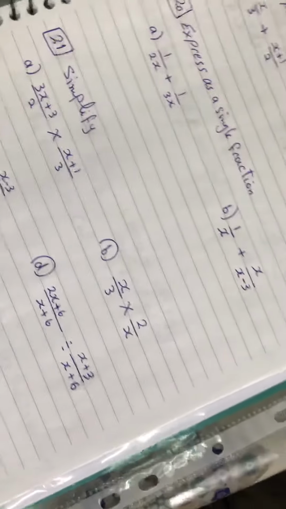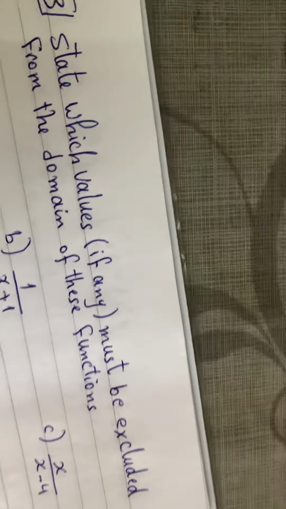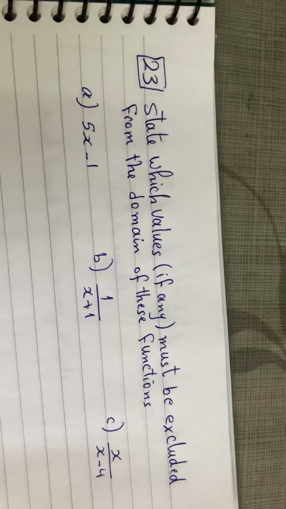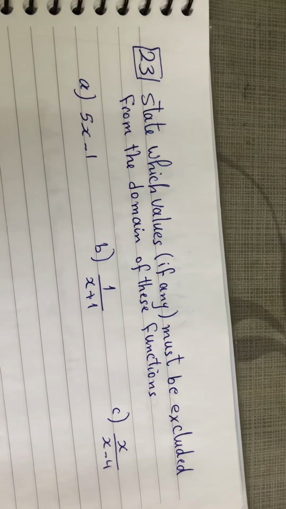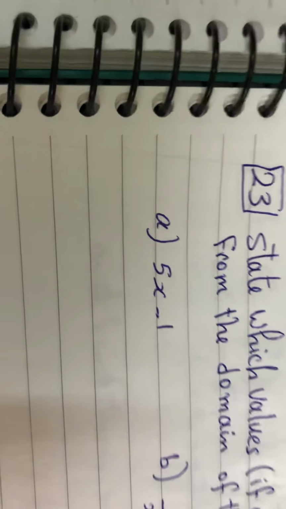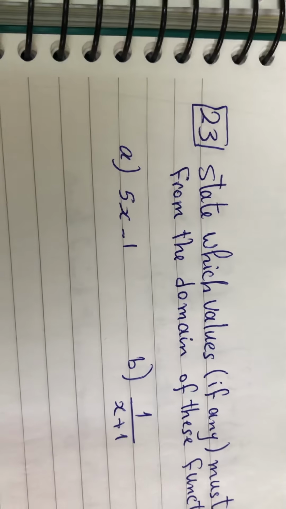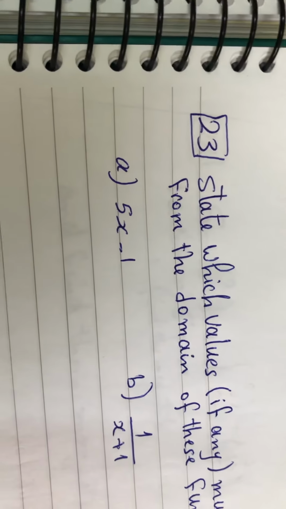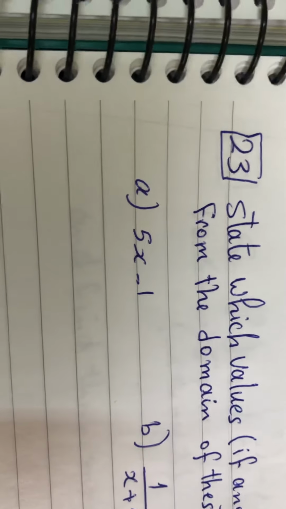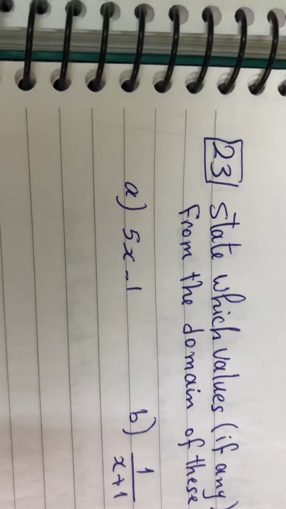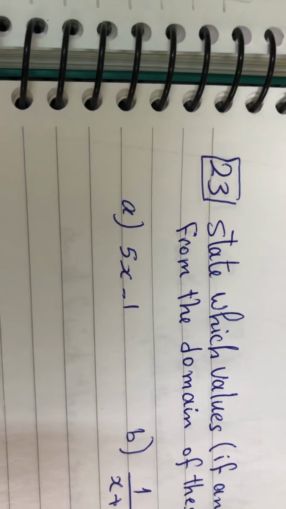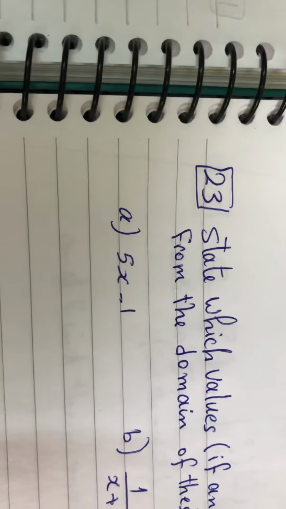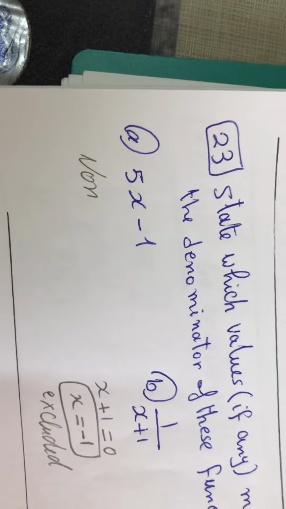Question number 23. In question number 23, state which values, if any, must be excluded from the domain. Remember with me. Okay, here none, because I don't have a fraction, so nothing. I can substitute x by putting any number as you like, so nothing can be excluded. So 5x minus 1, none.